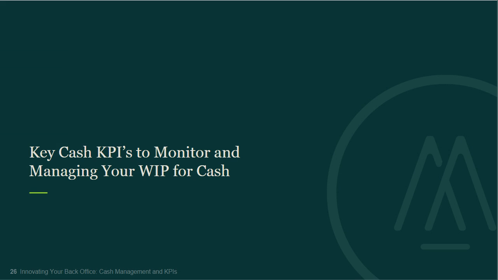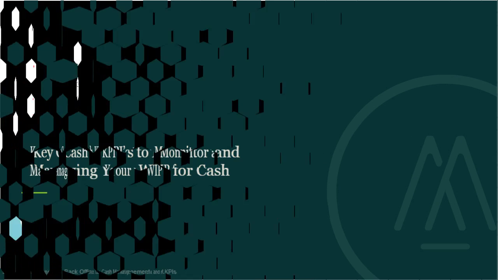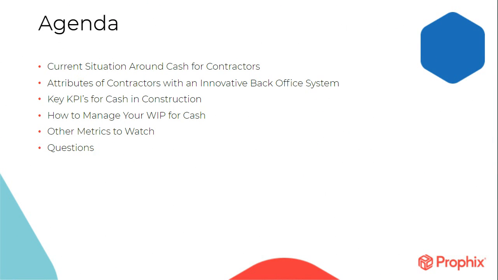Great. Thank you, Aaron. Welcome, everyone. My name is Eric Newton, and we're going to be talking about cash KPIs and things that you should be monitoring around cash. So quickly, what we're going to be covering: the current situation around cash for contractors, attributes of a contractor with an innovative back office system, key KPIs for cash in construction, how to manage your WIP for cash. I'm going to hit a few other metrics that contractors should be watching, and hopefully we'll have a few minutes at the end for some more questions, so please keep putting questions in.